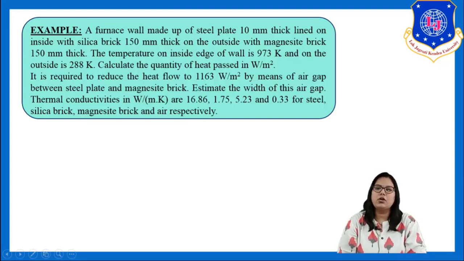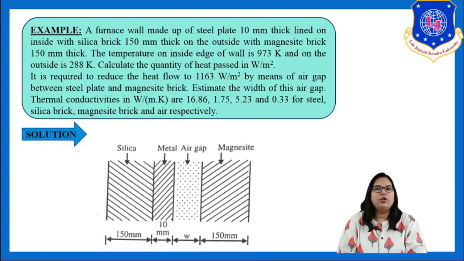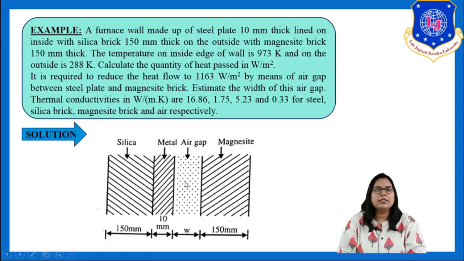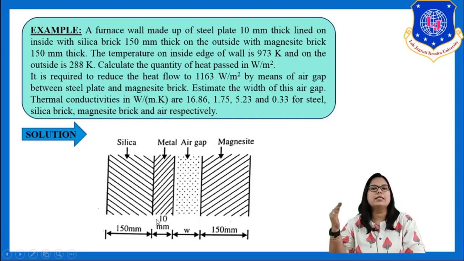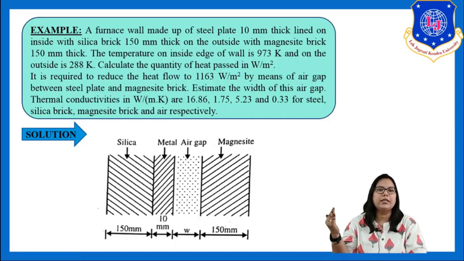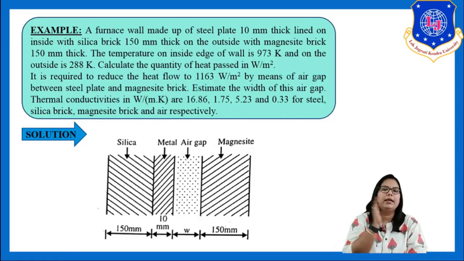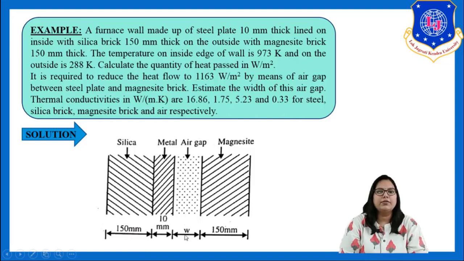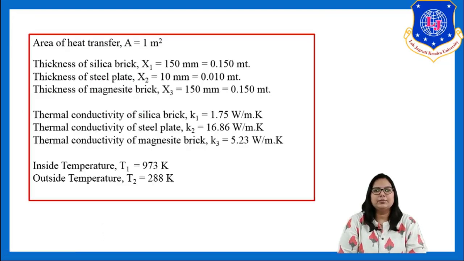First of all, we will solve for case 1. For case 1, see, this is the sketch. This metal is the steel plate having 10 mm thickness. On one side it is silica brick of 150 mm thickness. On the other side it is magnesite brick having 150 mm thickness. And in case 2, we are introducing an air gap between steel metal and magnesite brick, and for that we have to calculate this W value. So let's solve this example.